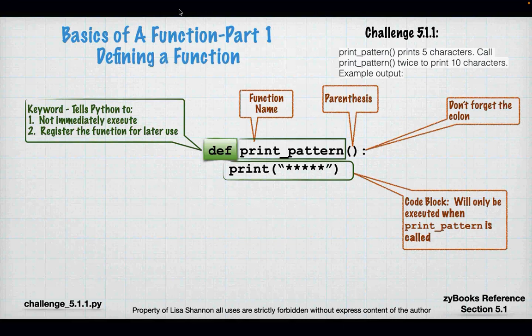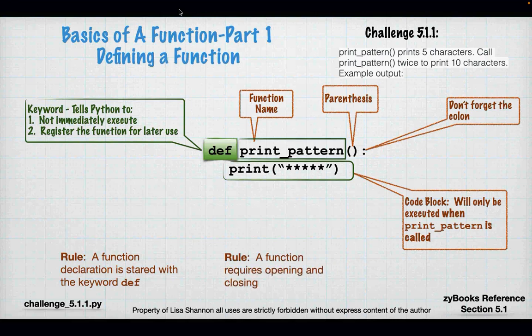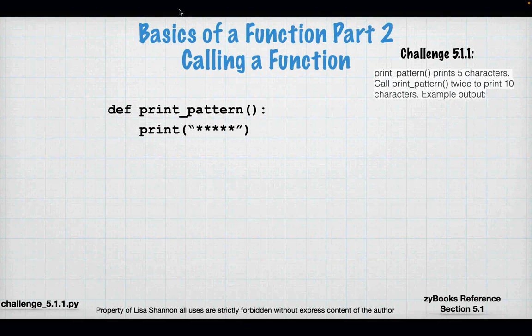And by the way, if you want to follow along or look at it, this is challenge 5.1.1, and it's just print pattern. So all we're doing in here is defining a function, and we're going to print something from that function. Now, this doesn't even begin to show you the power of what functions can do, and functions can definitely be longer than a single line of code. This is just the beginning of describing how to define a function, and we're about to talk about how to call one too. A function definition is always started with def. A function requires open and closing parentheses. Those are the two rules.